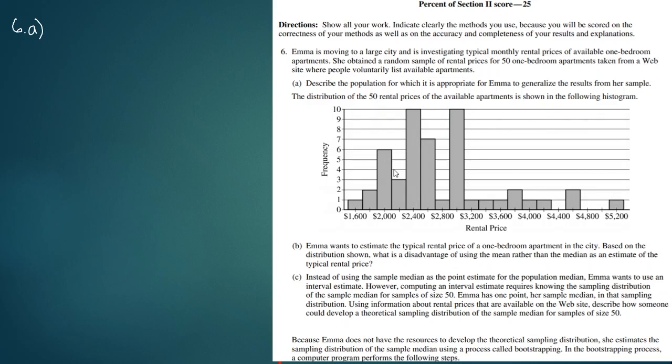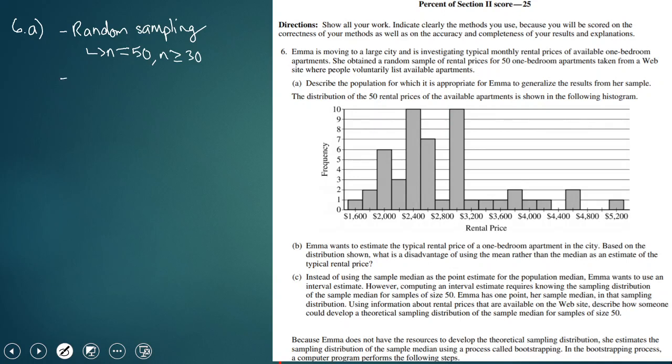Okay, so it's important to know that she utilized random sampling. So because we have used random sampling, and because our n value is equal to 50, which is greater than 30, we can say that the sample can be generalized to the population of available one-bedroom apartment prices in the city that are held on this website. So this is one of the important things that you have to keep in mind. You have to interpret it based on where the sample is taken.